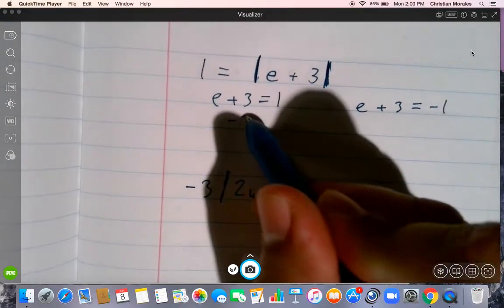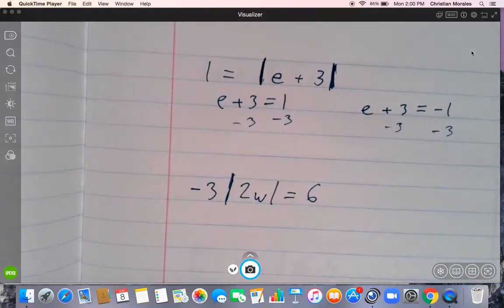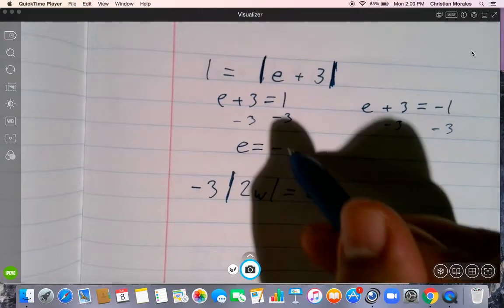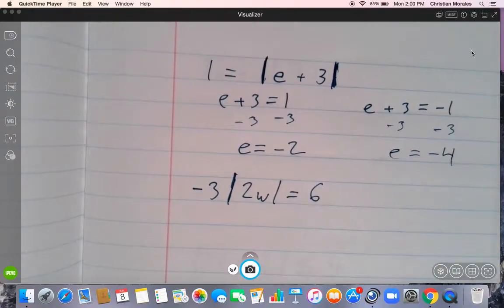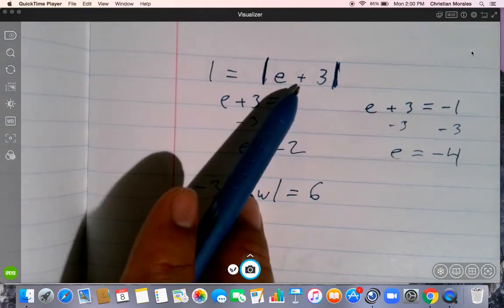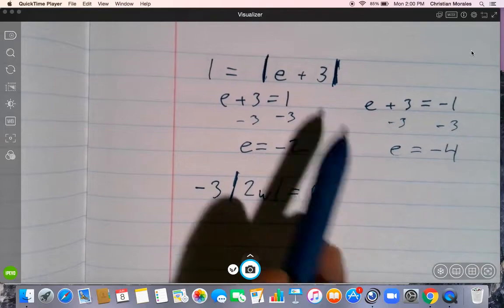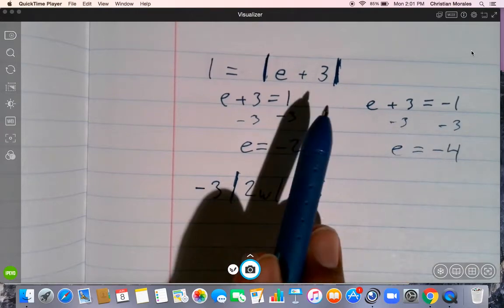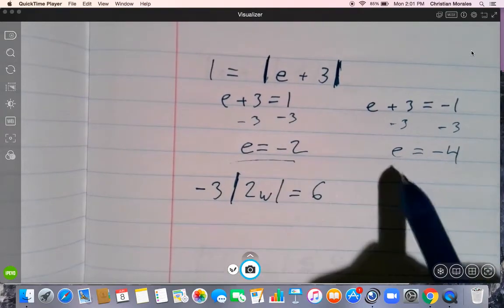In this case, we're going to subtract 3, and actually in both cases we subtract 3. And whatever you do to one side, you do to the other. So this is why sometimes you end up with two different answers. Here, you can have a negative 2, but here you can have a negative 4. And here's why. If you plug in a negative 2, plus 3 is 1, and the absolute value of 1 is 1. But if you plug in a negative 4, plus 3 is negative 1, and the absolute value of negative 1 is going to be 1. So, two answers.